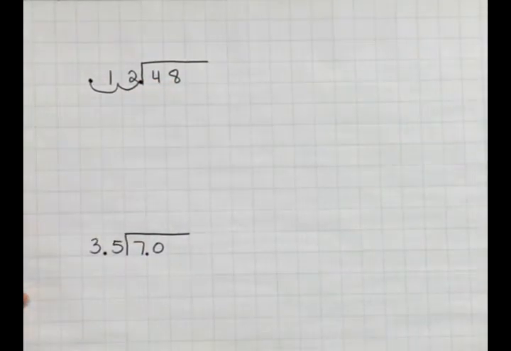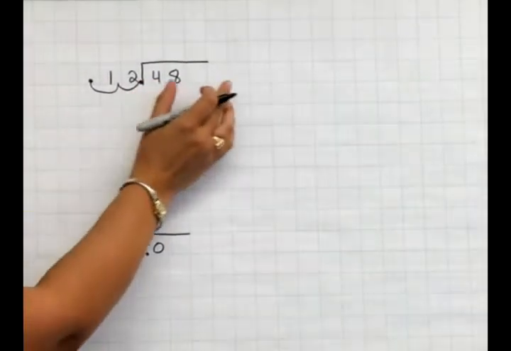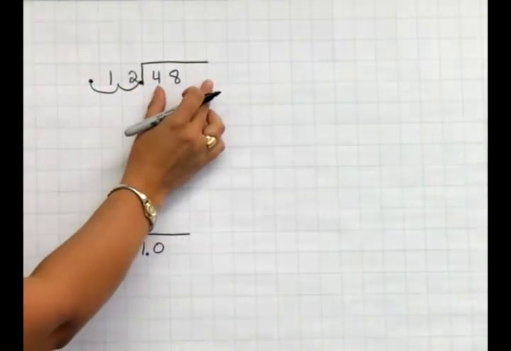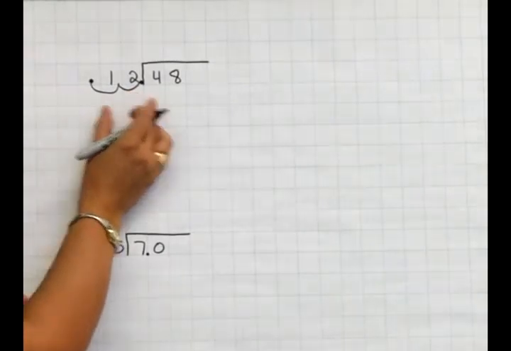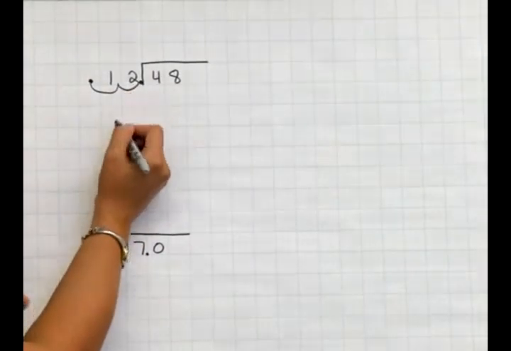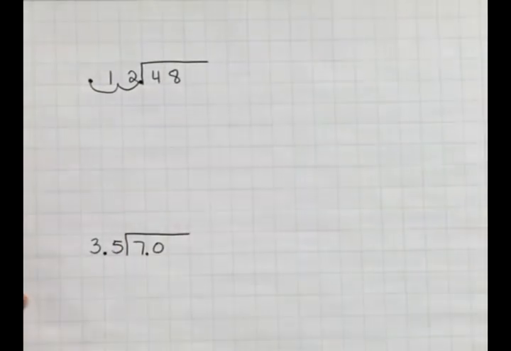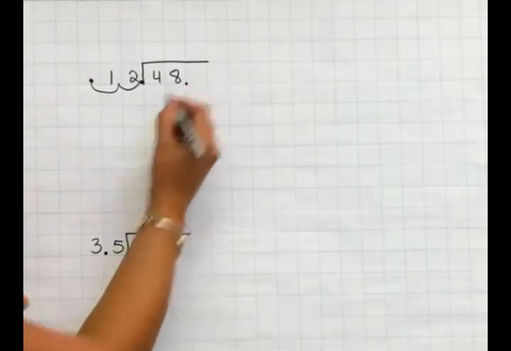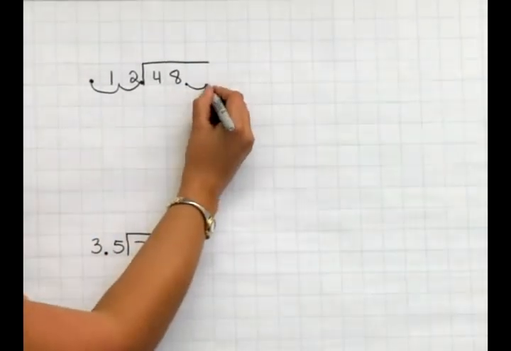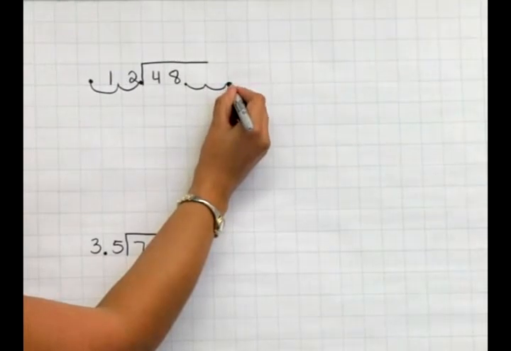But whatever I do to this number, I also have to do to this number. This is our divisor, and this is our dividend. So whatever I do to the divisor, I have to also do to the dividend. So I moved my decimal 2 places. Well, first you have to find the decimal. The number 48 is a whole number. Therefore, the decimal point is right there. So I move this one 2 places. I move this one 2 places.